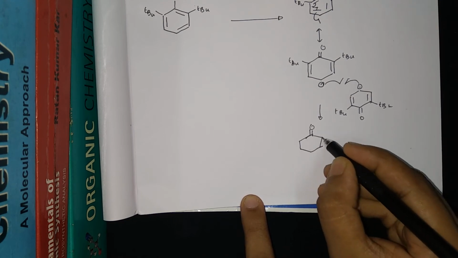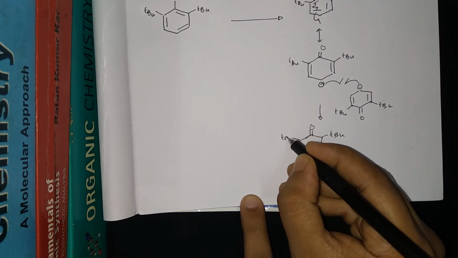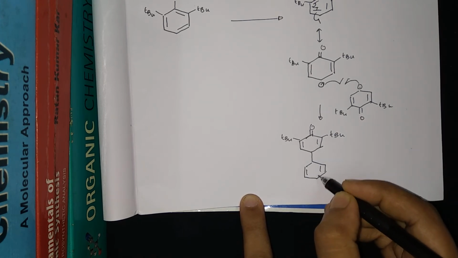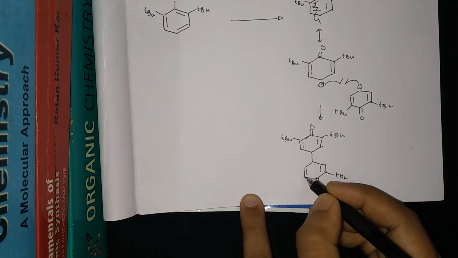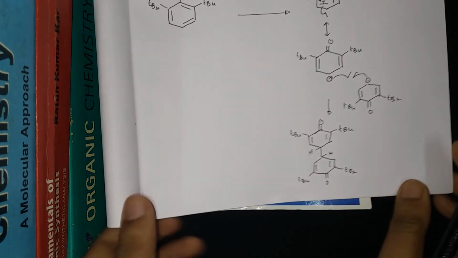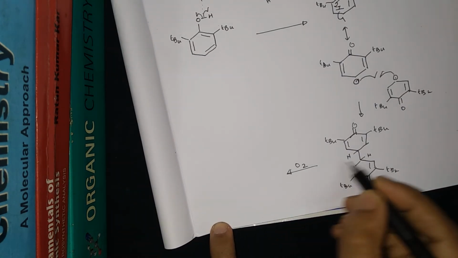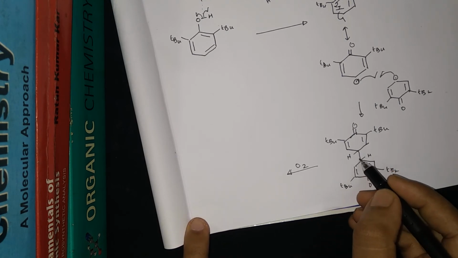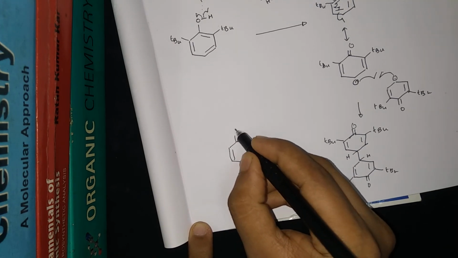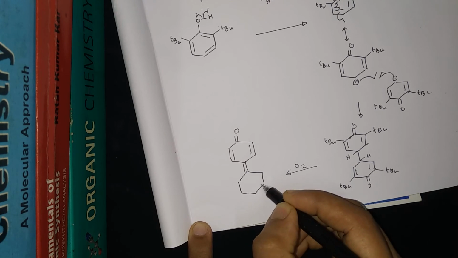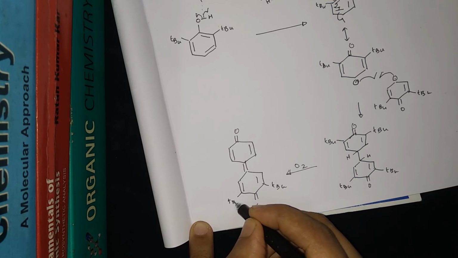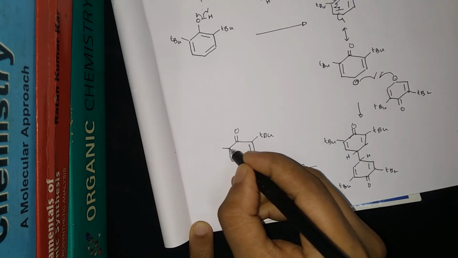So what will form? This will form: double bond O, tertiary butyl, and here this one, and then here double bond O, here tertiary butyl, and here tertiary butyl, and here hydrogen will be there. Now after oxidation, what will happen? Oxidation means these two hydrogens will be abstracted by the oxygen, and the double bond will come here. So it will form this one: double bond O, double bond O, and here tertiary butyl, here also tertiary butyl, here also tertiary butyl, and here also tertiary butyl.